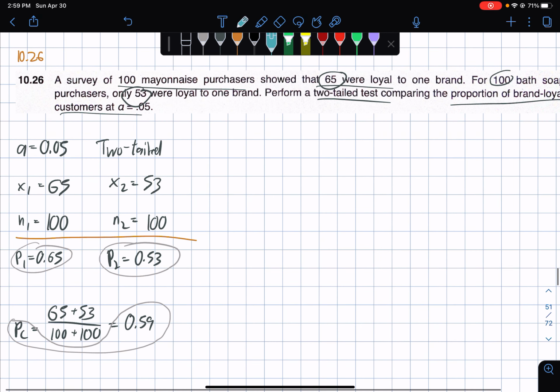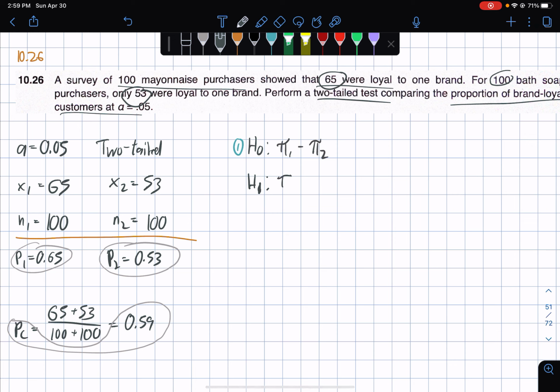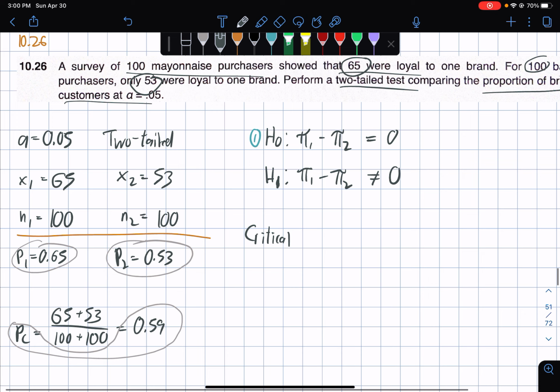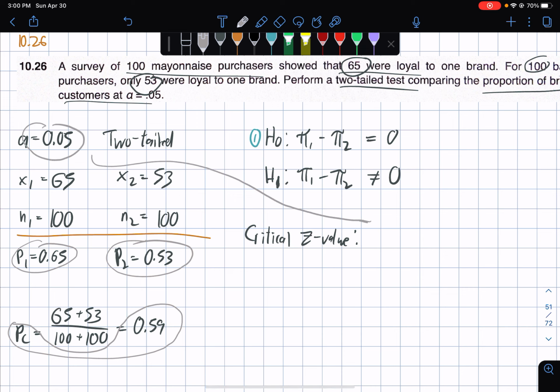Let's start with step 1 first, the hypothesis testing, the enumeration of the hypothesis. So for H0, we have pi 1 minus pi 2, and also for the alternative pi 1 minus pi 2. Because this is a two-tailed test, we have an equal sign and a not equal to sign. And then we just write 0 there, and then critical. This is about proportion, the test statistic for equality of proportions. So this is a z value. We use a z table, not the t table. So apply the normal distribution process.